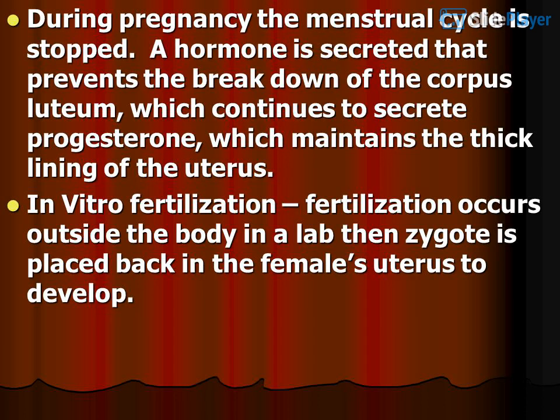During pregnancy, the menstrual cycle is stopped. A hormone is secreted that prevents the breakdown of the corpus luteum, which continues to secrete progesterone, which maintains the thick lining of the uterus. In vitro fertilization: fertilization occurs outside the body in a lab, then the zygote is placed back in the female's uterus to develop.